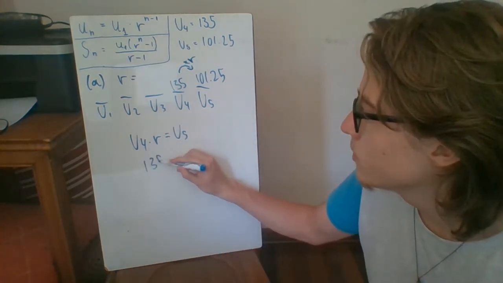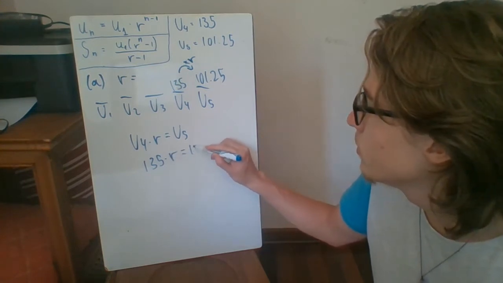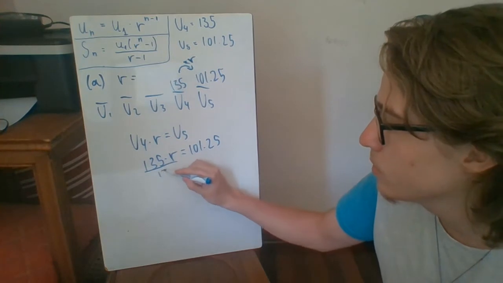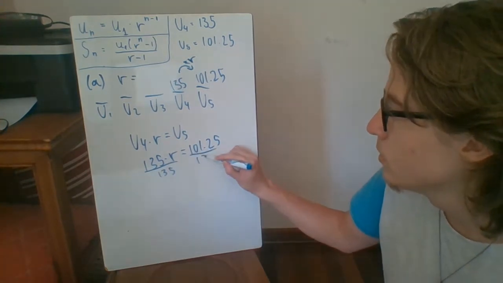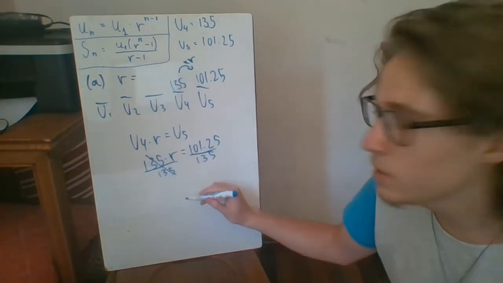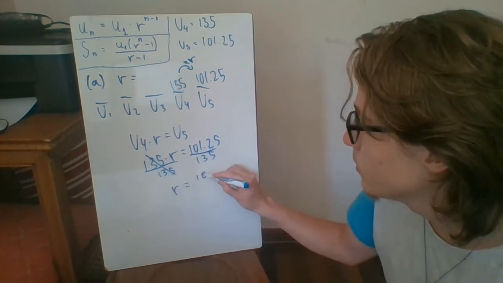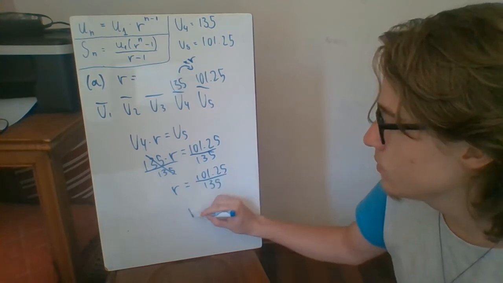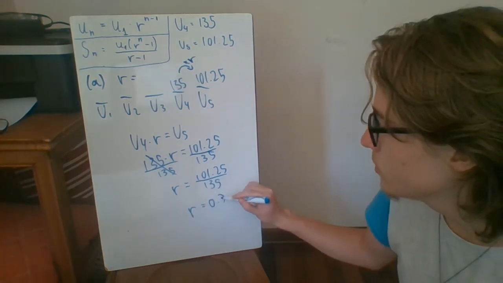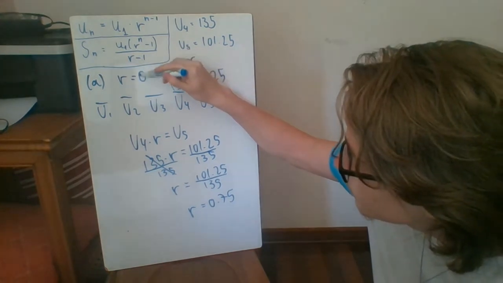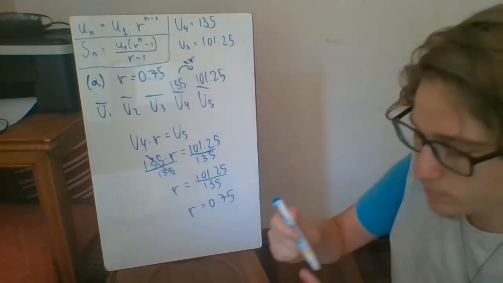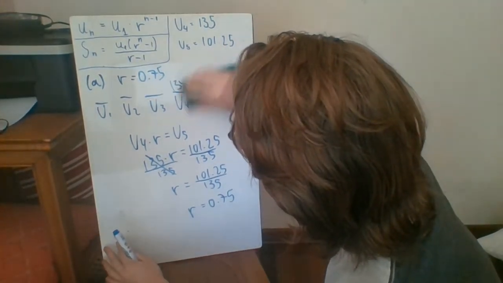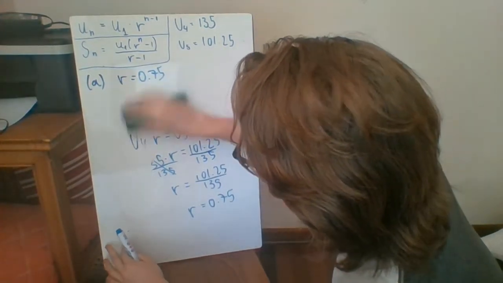I plug it in. To leave R alone, I divide both sides by 135. They cancel out here. R equals 101.25 divided by 135, which gives us that R is 0.75. Okay, so that's part A.